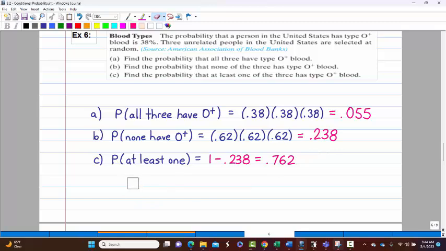Then the probability of at least one, as I explained in the last example, is always 1 minus the probability of none. So you don't have to do anything other than go 1 minus the answer from part B. And there you have it. So we can say there's a 76.2% chance that at least one person will have type O positive.